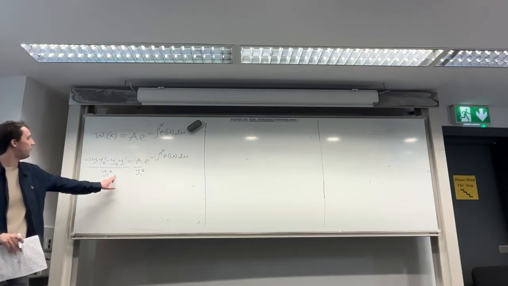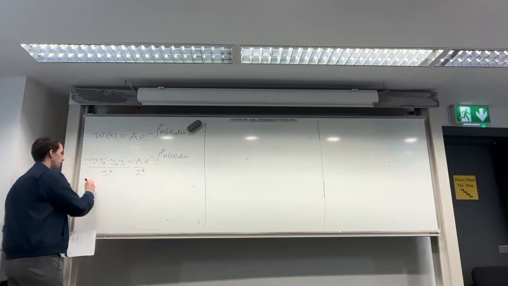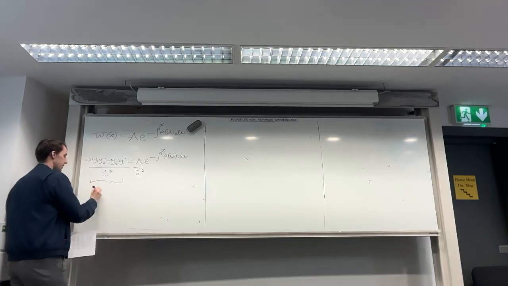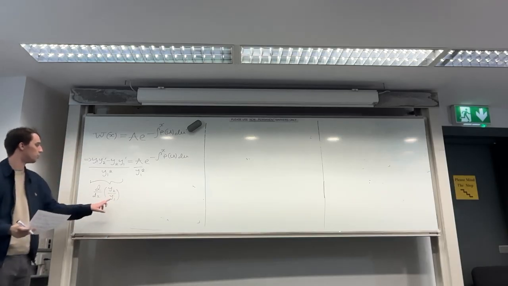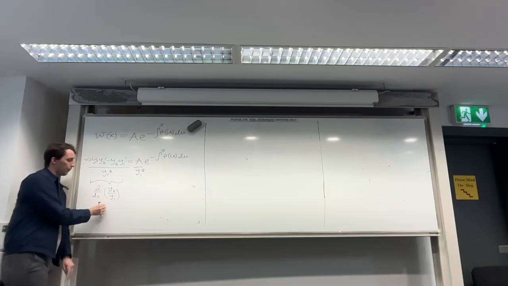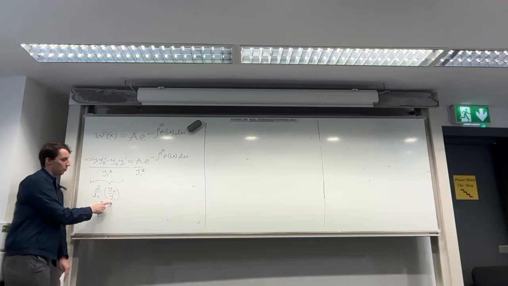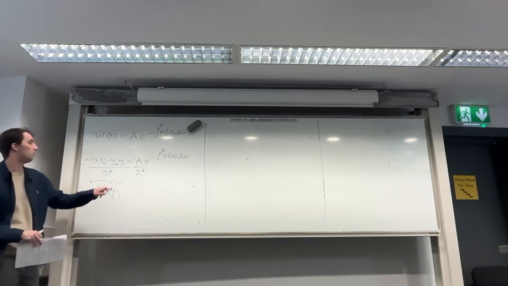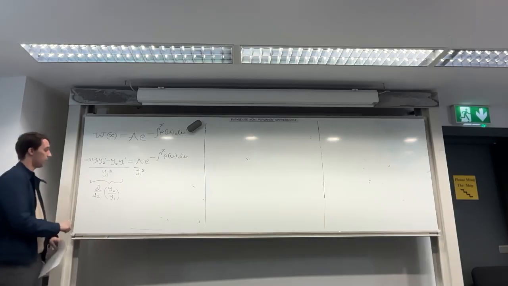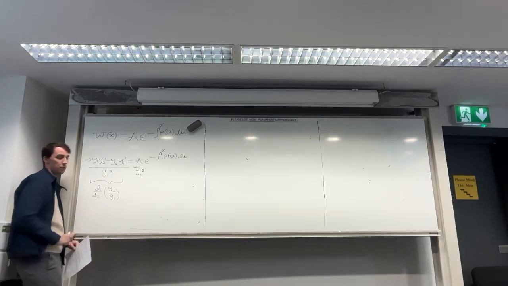Well, if you look at the left-hand side now, notice that you can write it as d/dx of y2 over y1. So you can write it as the derivative of a quotient. If you work out this derivative, you'll get y1 y2 prime minus y2 y1 prime over y1 squared, just standard quotient rule from single variable calculus. But notice that's exactly what we have here on the left-hand side. So we can write the left-hand side as the derivative of y2 over y1.